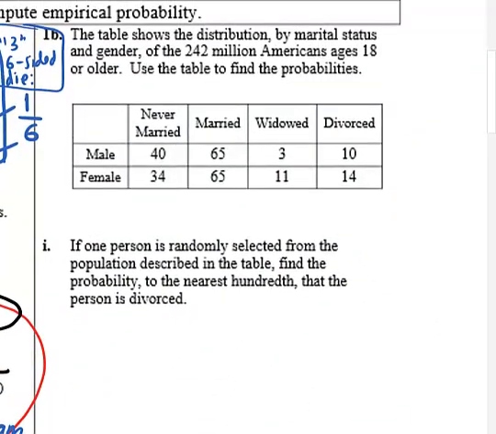This one's kind of a bummer too. Well, not really. Never mind. I thought it was something else. This says the table below shows distribution by marital status and gender. Oh no, this isn't a bummer. Of the 242 million Americans age 18 or older, use the table to find the probabilities.